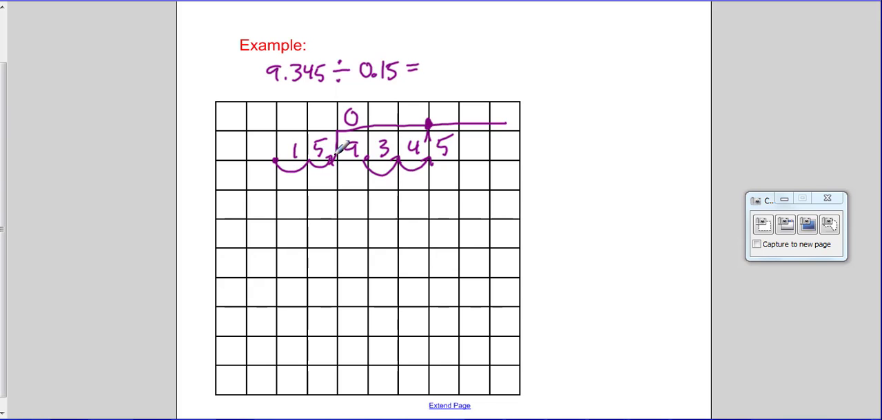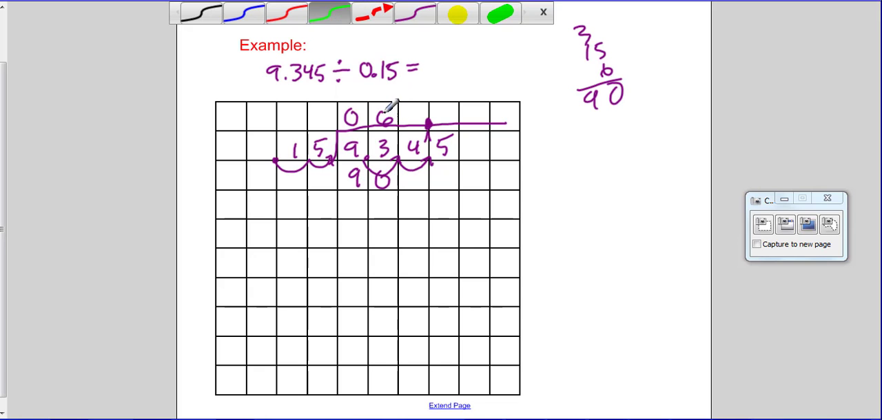15 goes into 9 0 times. 15 goes into 93 now, though. 15 times 6 is 90, so it goes in 6 times. Notice that these must line up here. So the 6 doesn't go into 9, but it goes into 93 6 times. That 6 must go above the number it's going into. So I go 6 times 15 is 90. I must line these up. If you don't line them up, you're going to have a problem because your decimal point's going to be in the wrong place. So subtract, that's 3, bring down the 4.